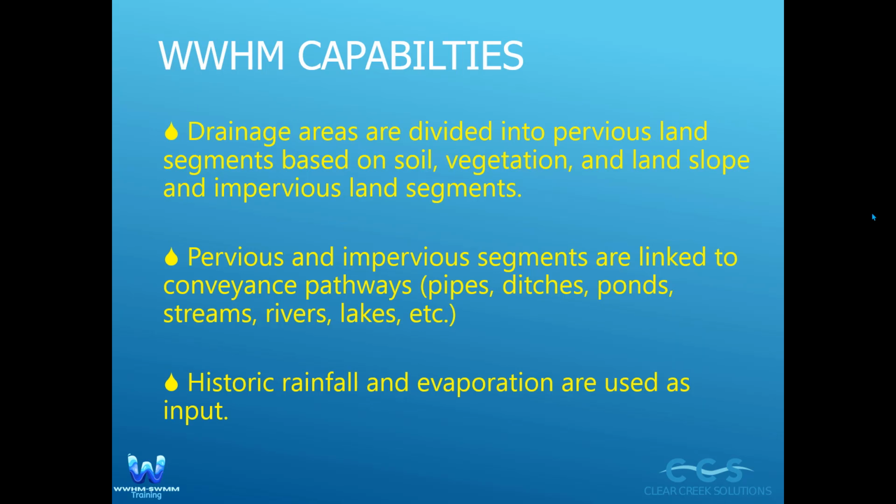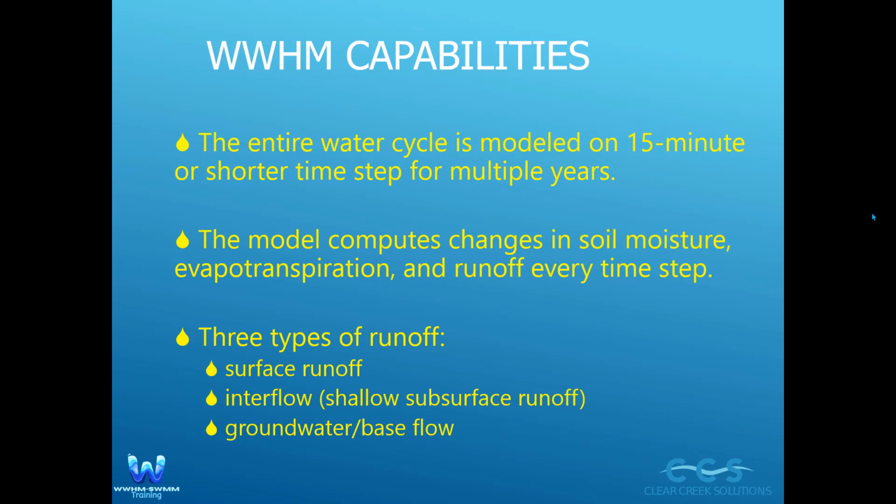And so when we input a basin element into WWHM, the drainage areas are divided into pervious land segments based on the soil, vegetation, and land slope. And then the pervious and impervious segments are linked to conveyance pathways such as pipes, ditches, and ponds. And then really in WWHM-SWM, a real big emphasis on pipes, of course, because now we have SWM elements that we're able to use with it. And then historic rainfall and evaporation are used as input for that.